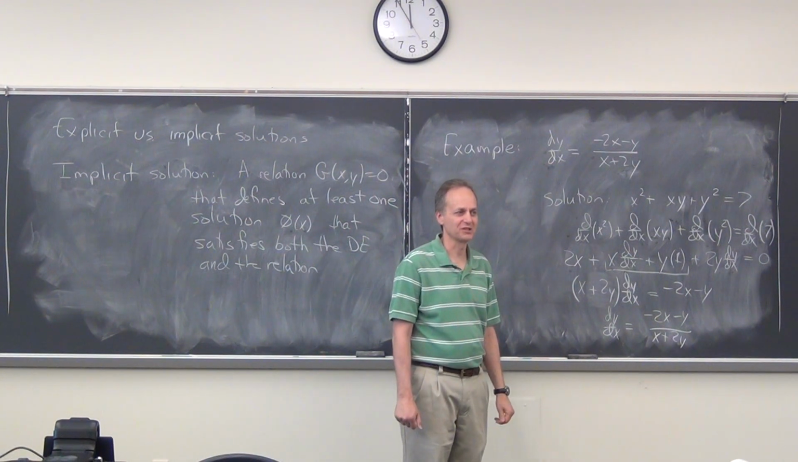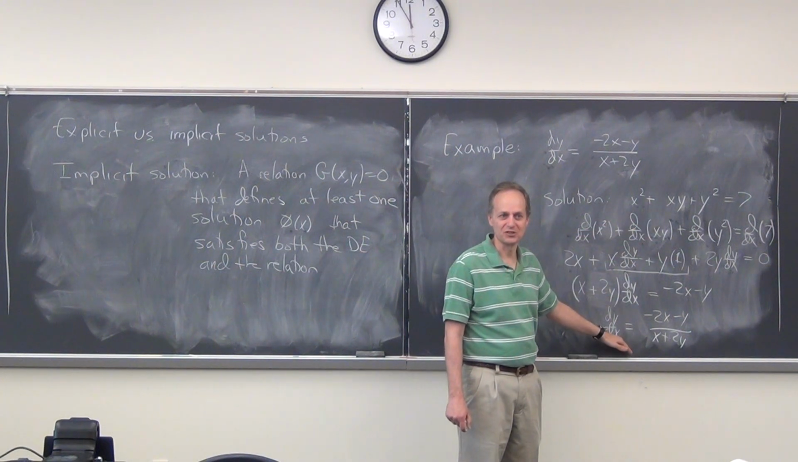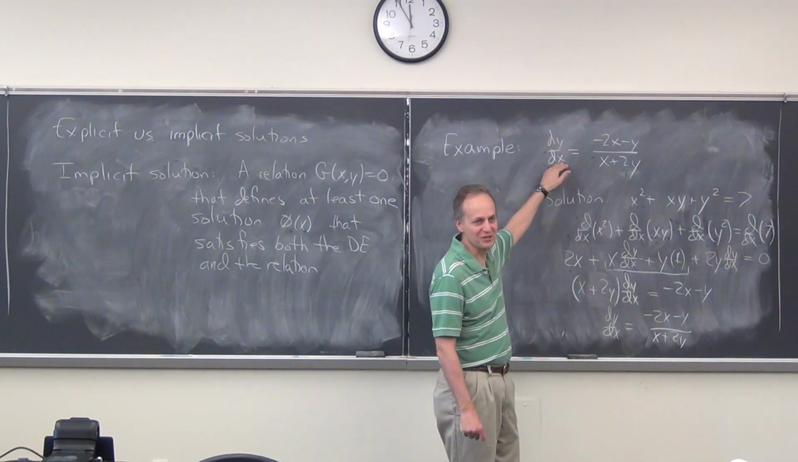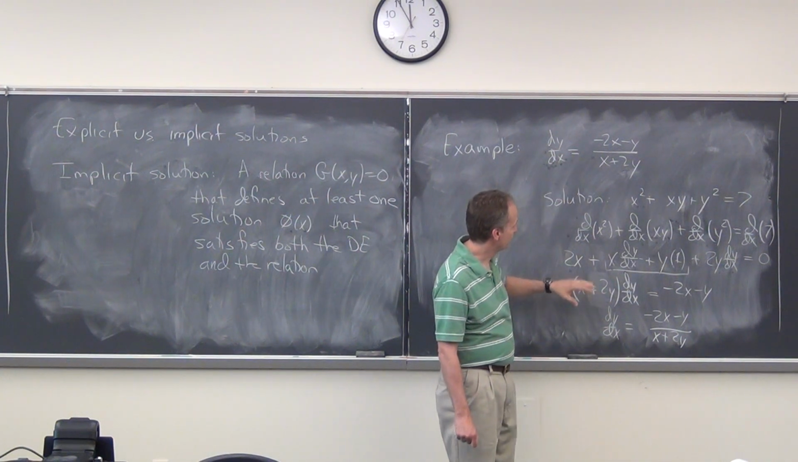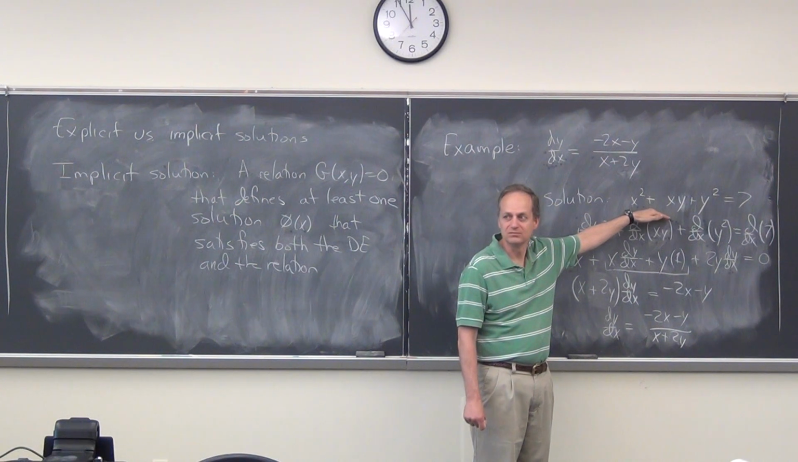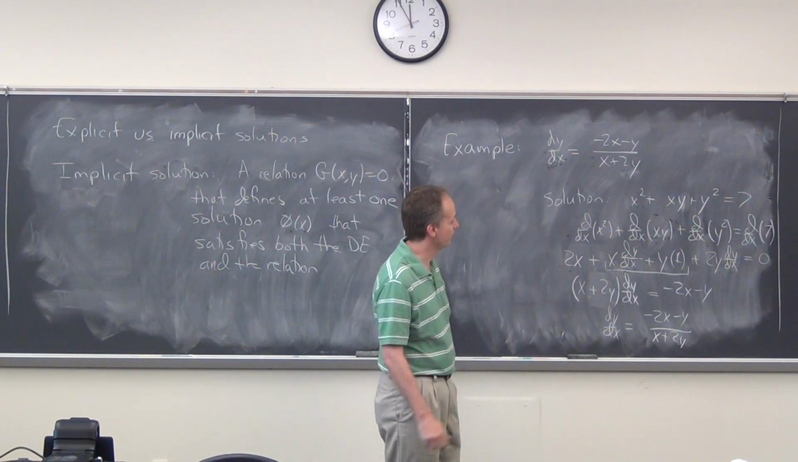Curiously, I really worked backwards on this to come up with the example. I started with this, used implicit differentiation to find the derivative, and then wrote out the differential equation. It would be very hard to start with this and come up with this as a solution. That would be very difficult. But it's easy to verify.